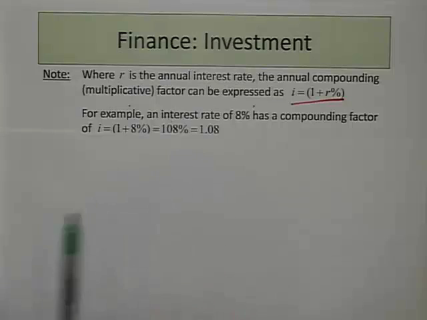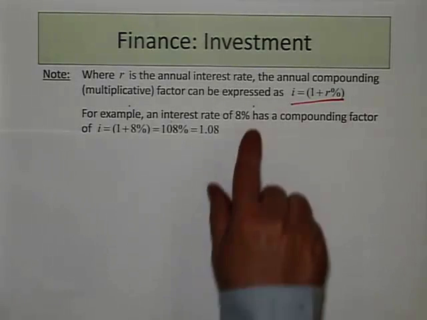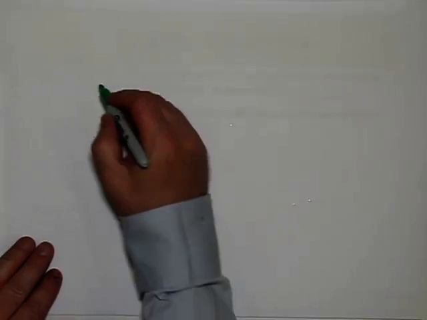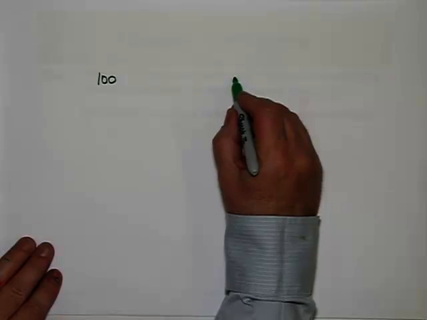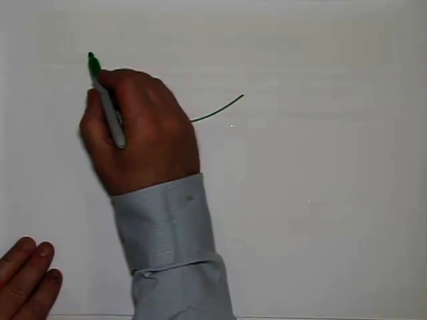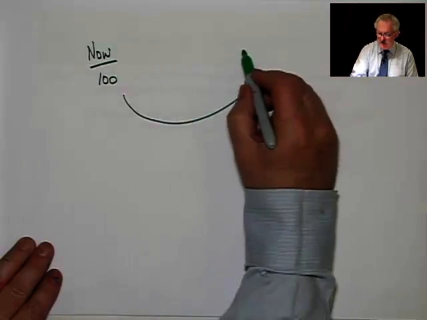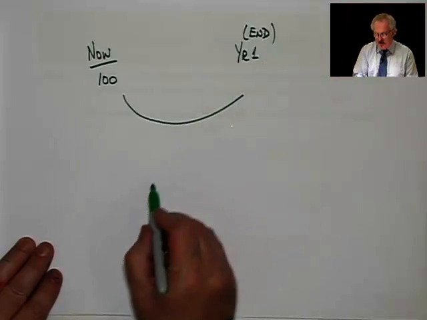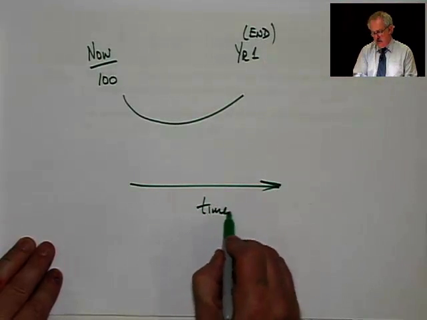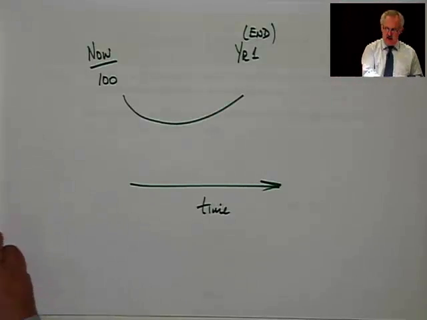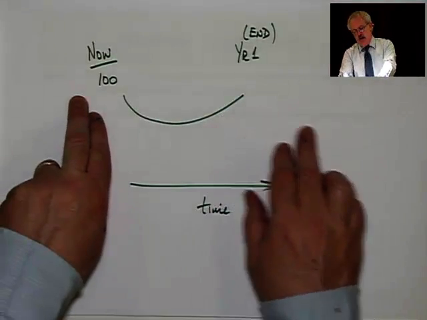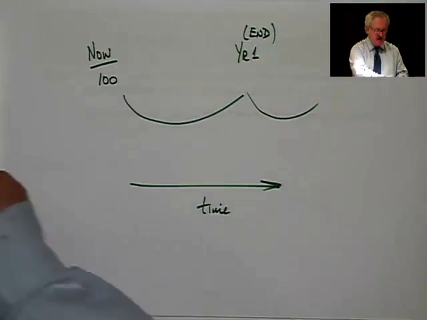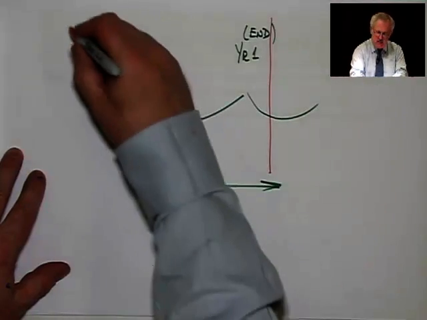Let's take an example where somebody puts money on deposit and they get an interest rate of 8%. What happens to that money over time? Well, let's start with €100, and let's say it grows to, this is now, and this is after 1 year end. And this is a graph showing time. And we'll take time from left to right here. So we start off now, and years later we've got this. Now there may be other years that we'll talk about, year 2, year 3, etc. But for the moment, just take one period of 1 year.